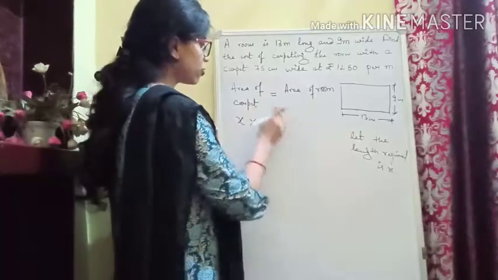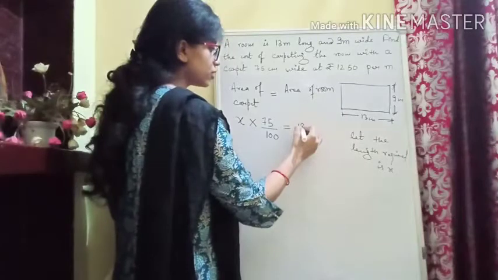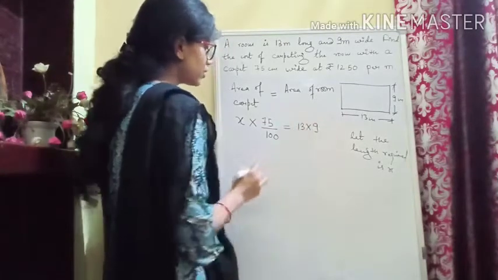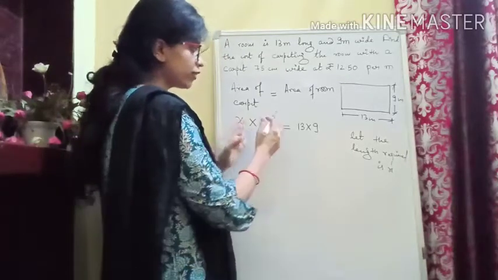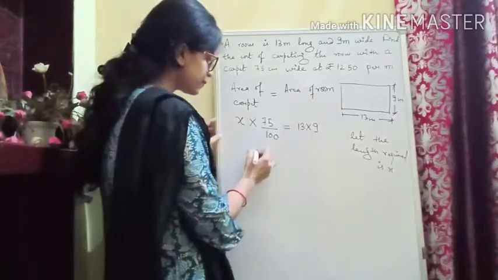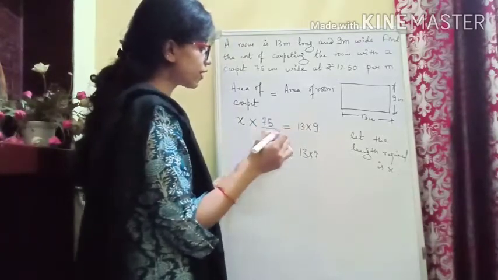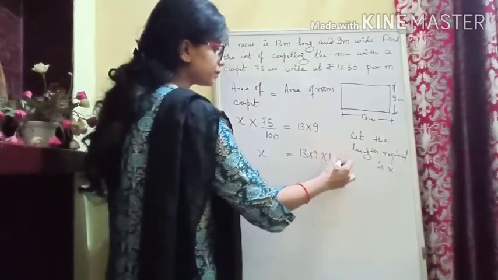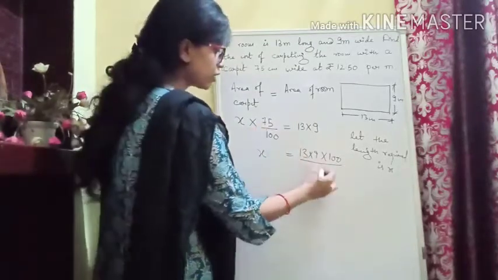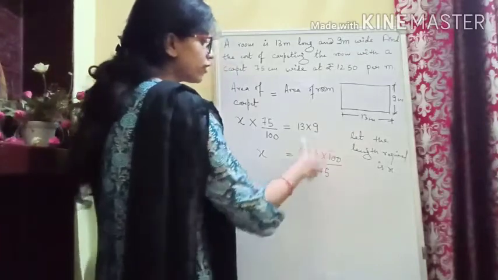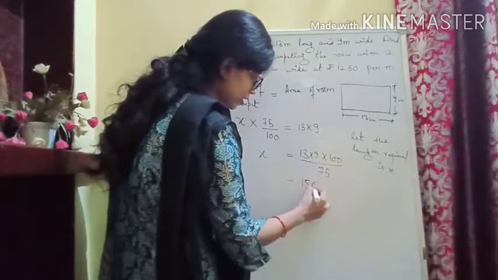So the area of carpet equals area of the room, that is length into breadth, which is 13 into 9, correct? Now we want to calculate this x, that means this whole thing we have to take to the other side. So x equals 13 into 9, the 100 is in division, it will go there in multiplication, divided by this 75, which is in multiplication, it will come here in division. When you calculate this, this will give you 156.